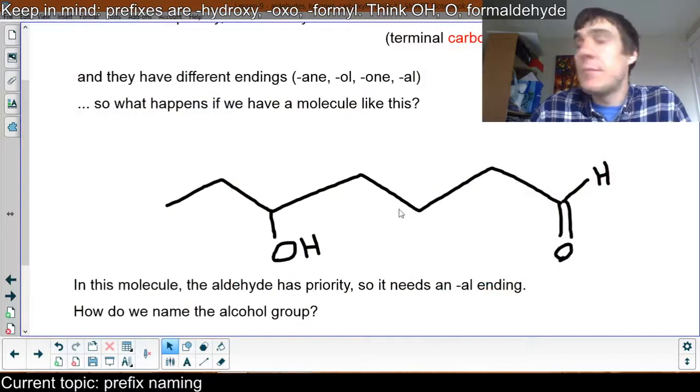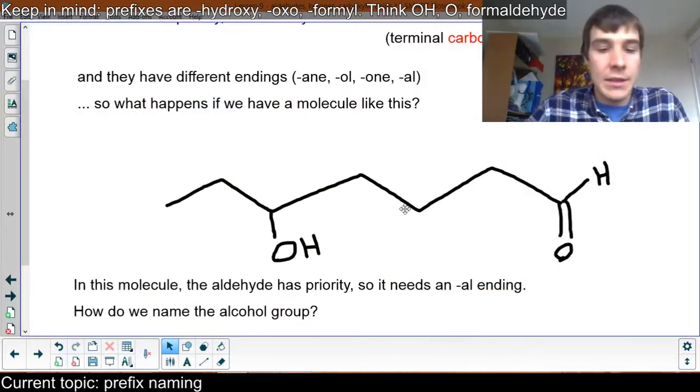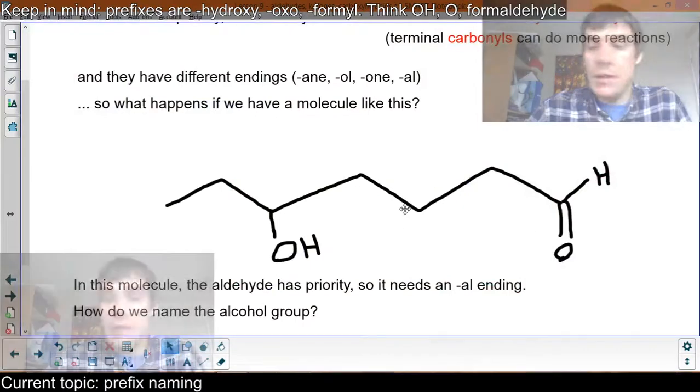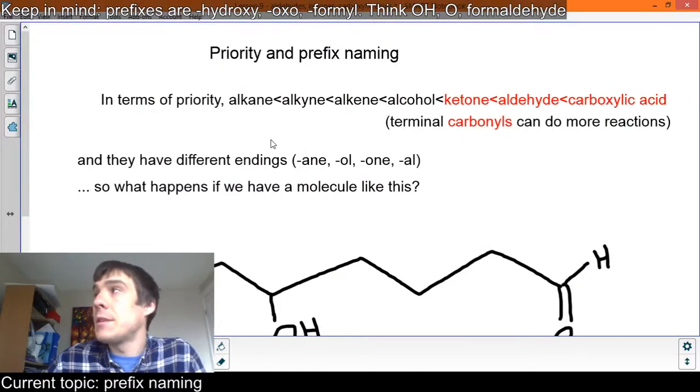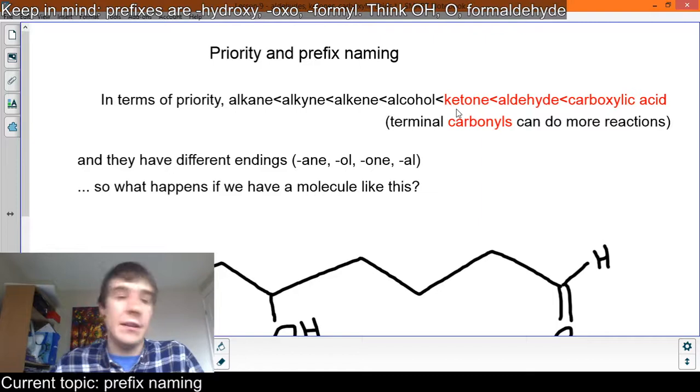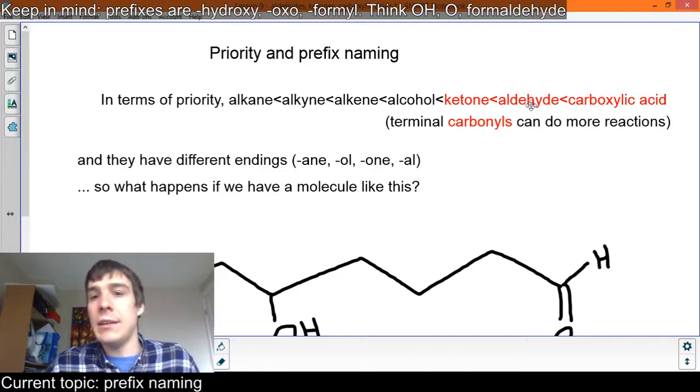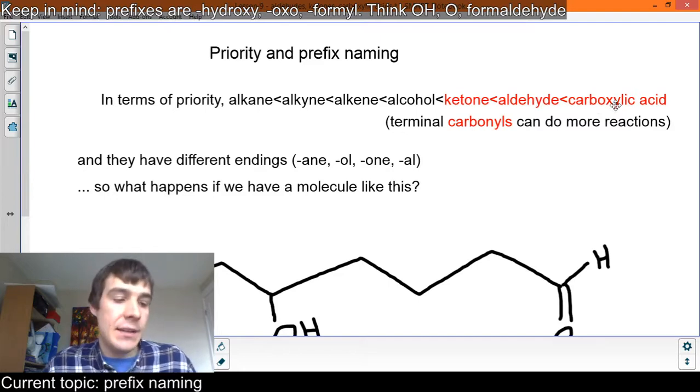So what happens if we get a molecule like this? Well, let's talk about priority first. In terms of priority, ketones in the middle aren't as important. Aldehydes are on the end, so they're more important than ketones. And carboxylic acids have that acid hydrogen, and they're just a more interesting group. So yeah, they're the highest priority out of everything. Carboxylic acids have the highest priority.